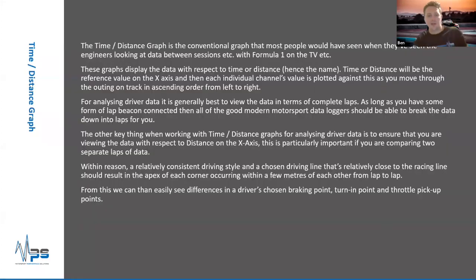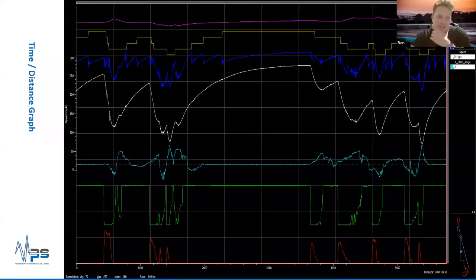So I touched on it briefly before, but the time distance graph is sort of your friend here. This is the one you'll be looking at most, you'll spend most of your time looking at, especially when you're looking at driver data. So a time distance graph, as its name suggests, has on the bottom, which we call the x-axis, you can either choose time or you can choose distance.